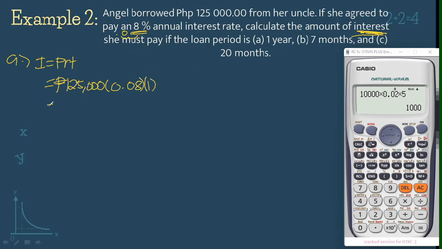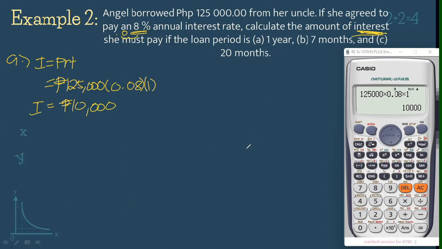I is equal to 125,000 times 0.08 times 1, which will give us 10,000 pesos. So, ibig sabihin po at the end of 1 year, si Angel po ay magbabayad ng another 10,000 pesos dun sa uncle niya. So, since interest lang naman po yung hinahanap dito, so ibig sabihin ang ibibigay lang po natin is interest, hindi po yung future value. So, we have 10,000 pesos.